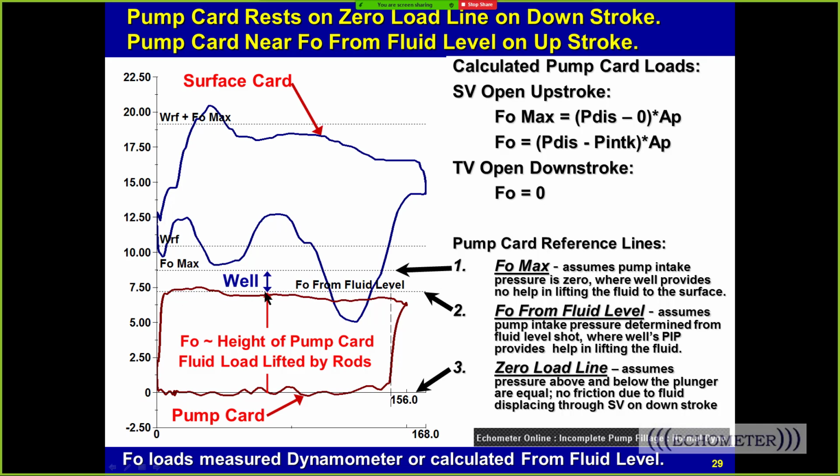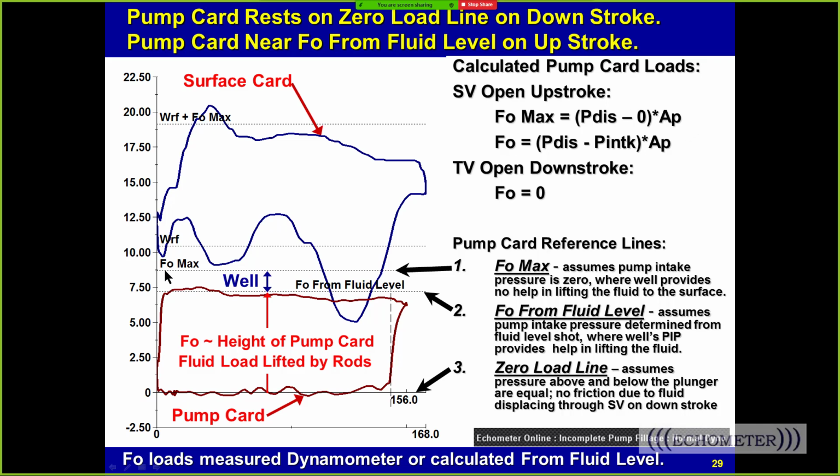Now, the other reference load line is the FO max line, and the FO max line is the maximum fluid load that the pump can apply to the rods. And so that would be the discharge pressure minus 0 intake pressure, the well's completely pumped off, times the area of the pump.